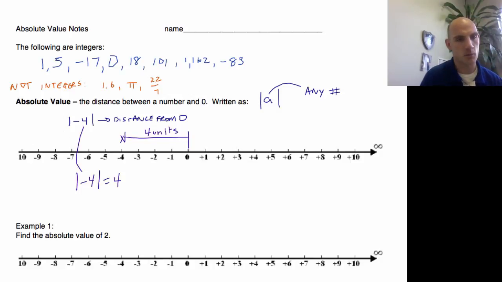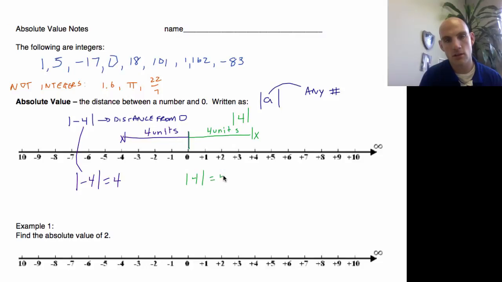Same thing goes on the other side. What about the absolute value of 4? Well, I go to 4, that's here. So I'm measuring from 0 up to 4. So what is my distance? My distance is 4 units. So the absolute value of 4 is 4, because it's 4 steps from 0.